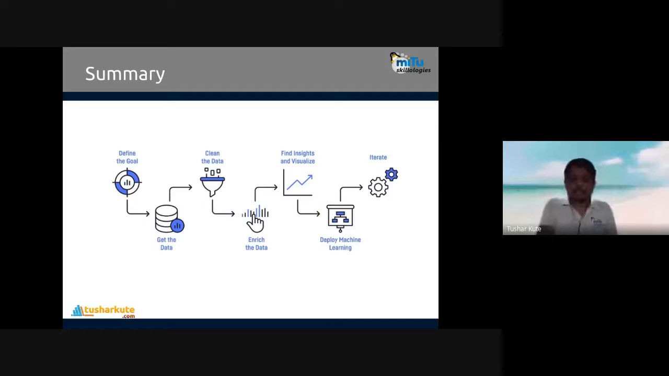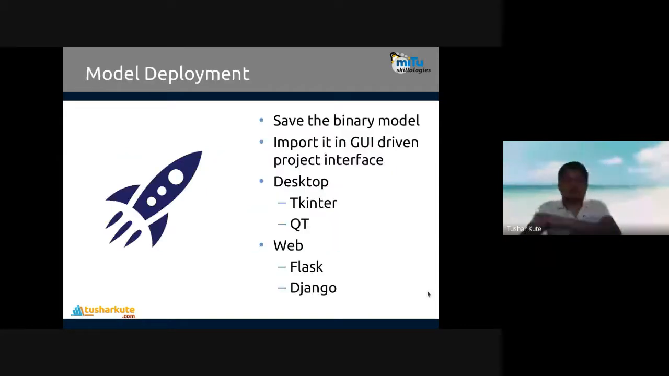What we have done so far, one more step is there: deployment. First define the goal, then get the data, then we clean the data, then we enrich it, here we have preparation, then find the insight, feature selection, visualize it, and then deploy the machine learning model, and finally we iterate. Again we start from the first. The final step is called model deployment.